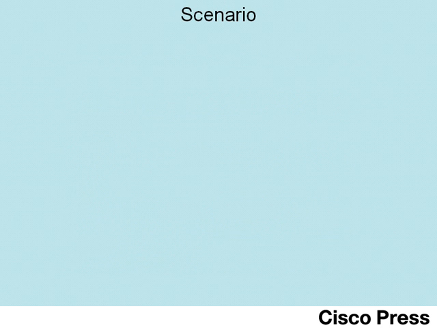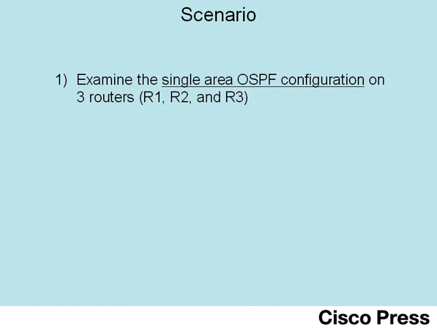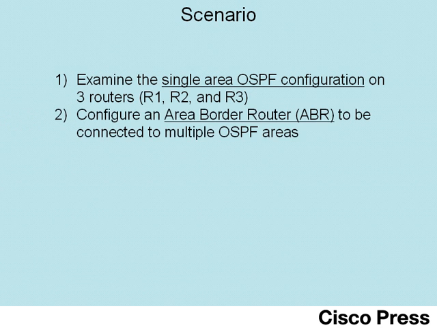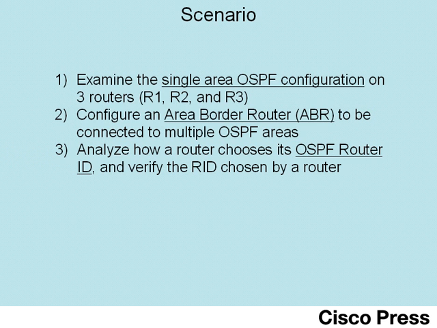Lab 4 has 3 scenario steps. The first step begins with a working internetwork with OSPF already configured, in which we examine the working single area OSPF configuration on 3 different routers. In step 2, we'll add 2 routers to the mix and show how to configure a router to be the area border router and place the 2 new routers in 2 different areas. In the third step, we'll analyze the existing network to see how routers choose their OSPF router ID.